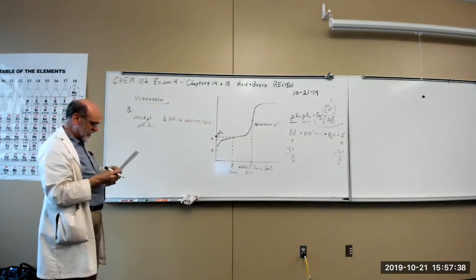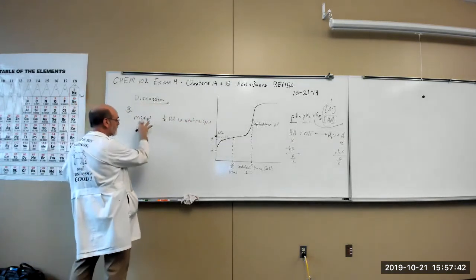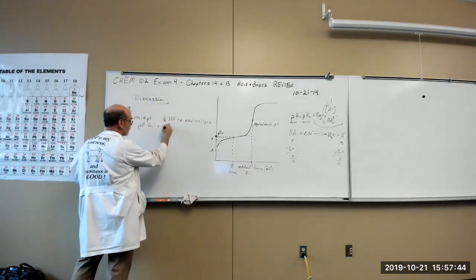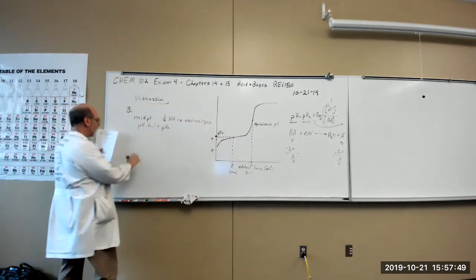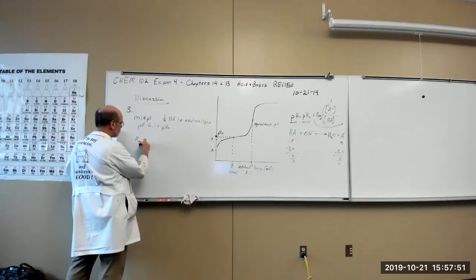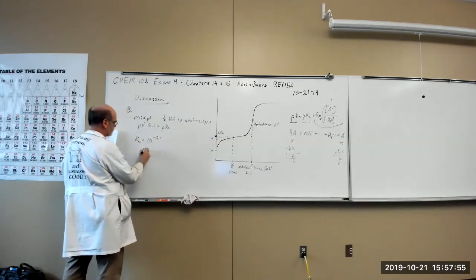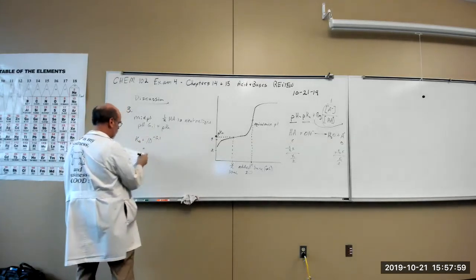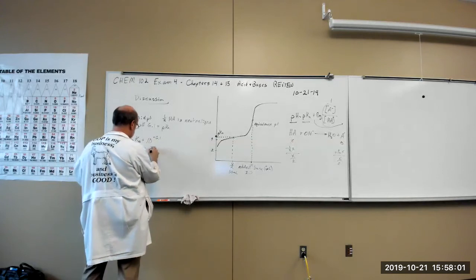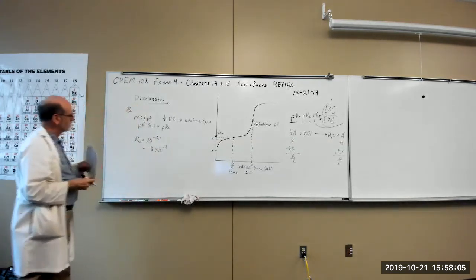What are the pKa and the Ka? Well, if that's the midpoint, then this is equal to the pKa. And the Ka is equal to 10 to the minus 6.1, or the anti-log of minus 6.1, which is 8 times 10 to the minus 7. Okay?